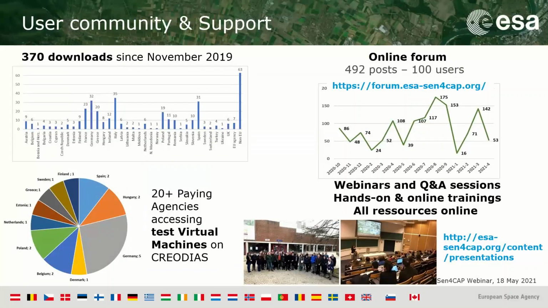The last slide is just to show that we are now, I would not say a small community, but let's say an efficient user community. You can see the number of downloads since the beta version in November 2019. In many countries in Europe, many paying agencies tested the system and can share their experience. This is what we did at the last user workshop.